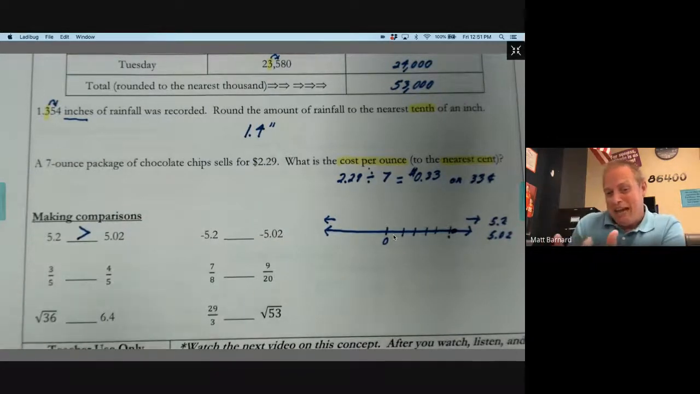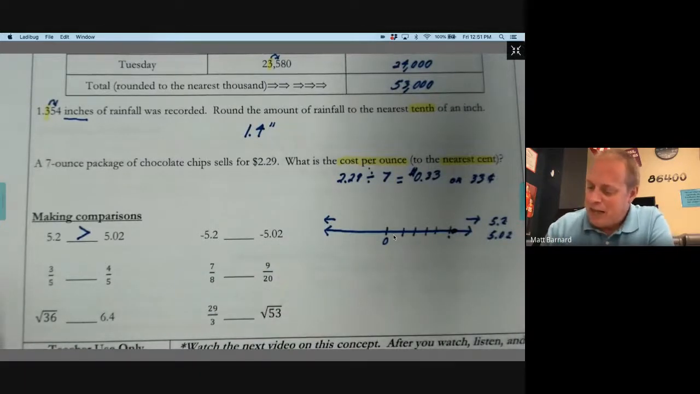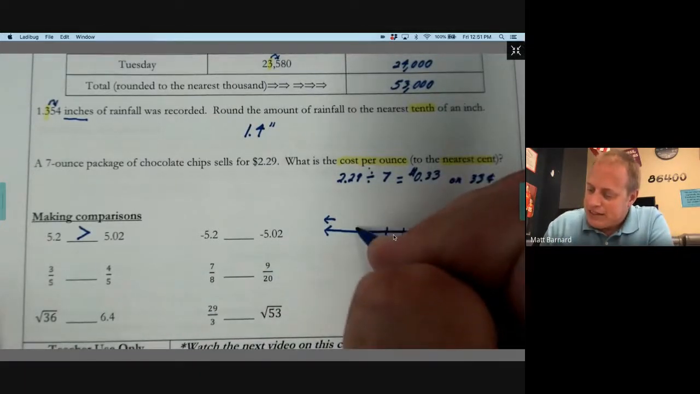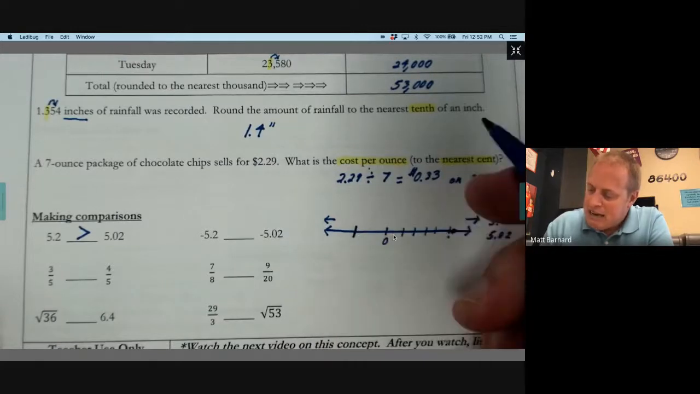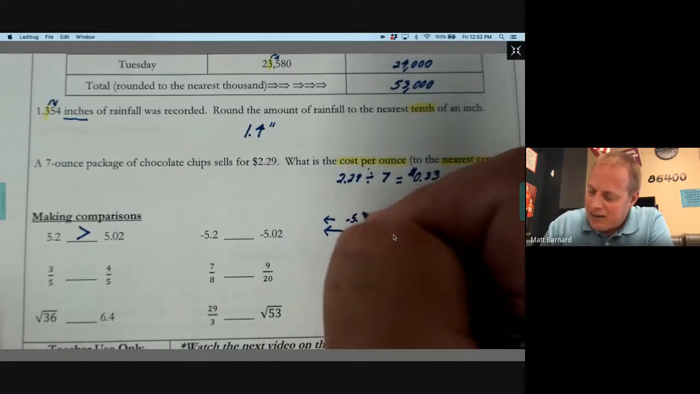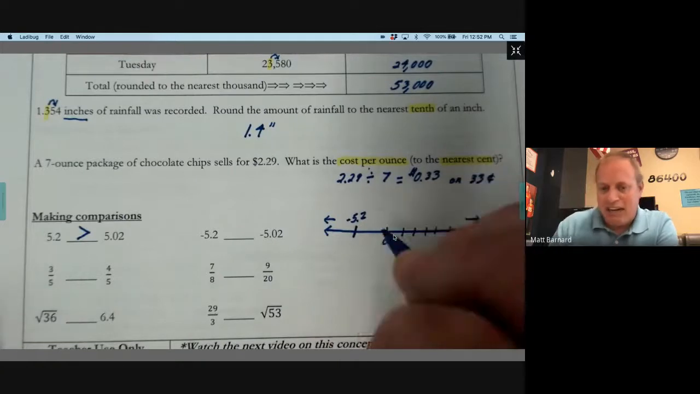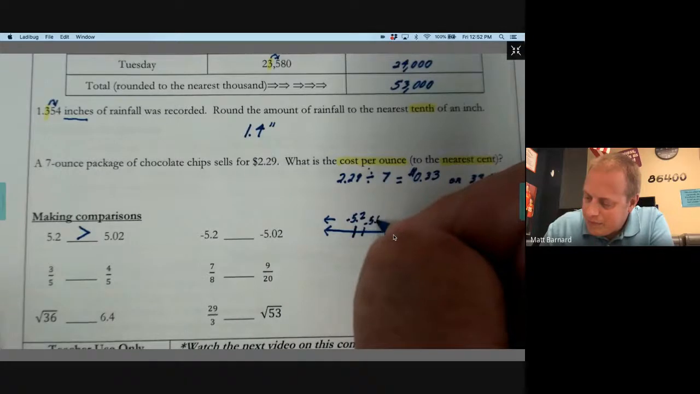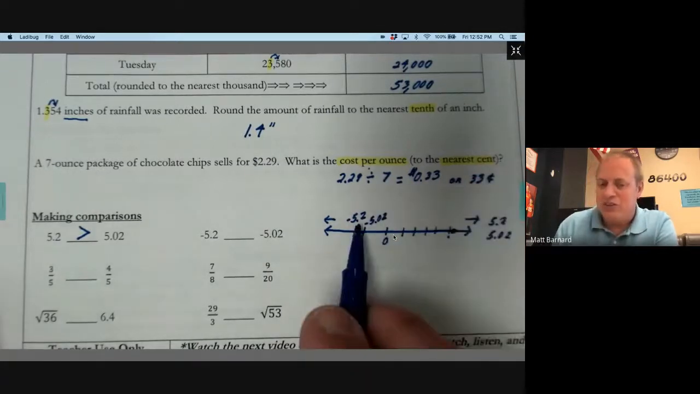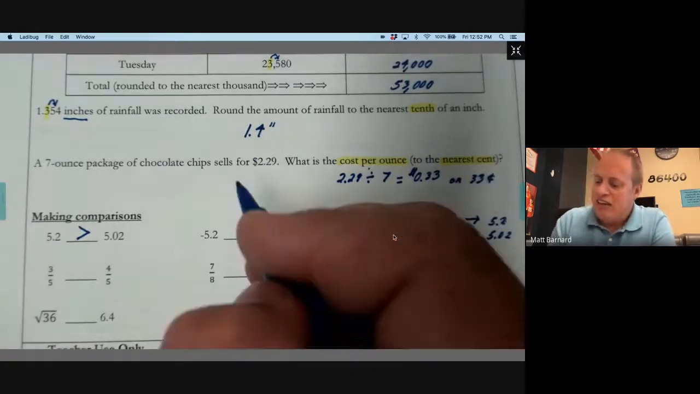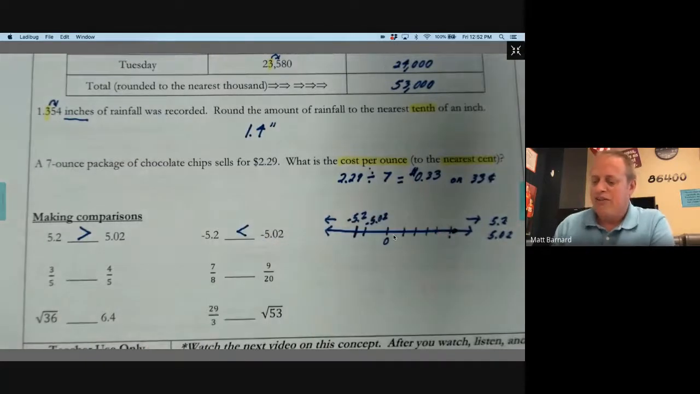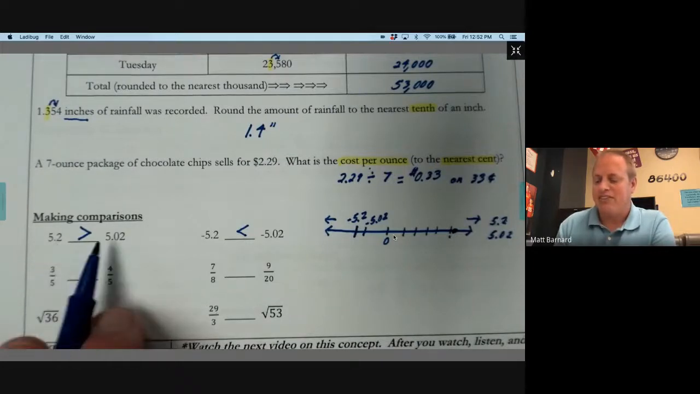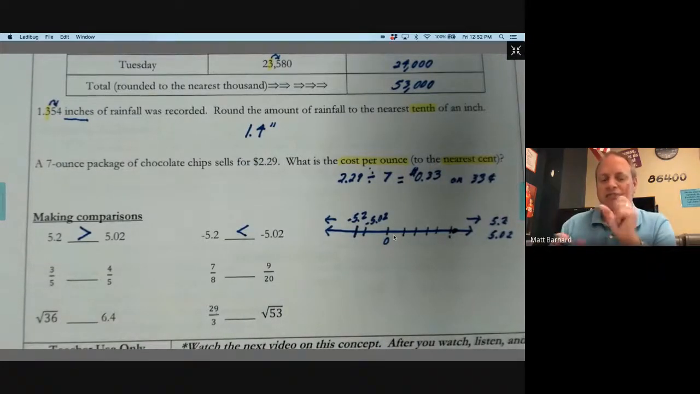Now, when we go the other direction, if both numbers are negative, I'm going to draw this out this way. Negative 5.2 is here. But negative 5.02, well, that's a little closer to 0. So negative 5.2 is farther away. That means it's less than negative 5.02. So hopefully you see a pattern if both are positives and both are negatives, how that works. Fractions. We deal a lot with fractions.